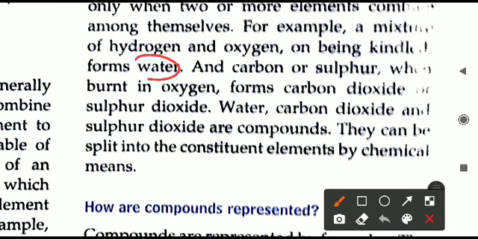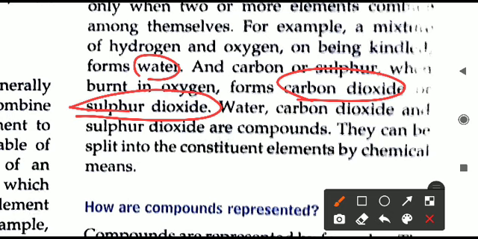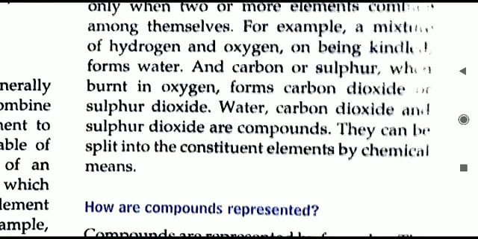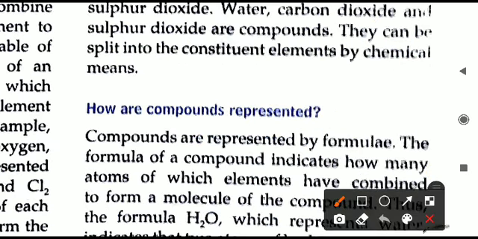One example of a compound, water, we have seen. Carbon dioxide, another compound. Sulfur dioxide also, a third compound. Three examples we have seen of how compounds are formed. So water, carbon dioxide, sulfur dioxide, all these are compounds, and they can definitely be split into simple substances by chemical means, not by physical methods. This is important. Only chemical methods we will use.